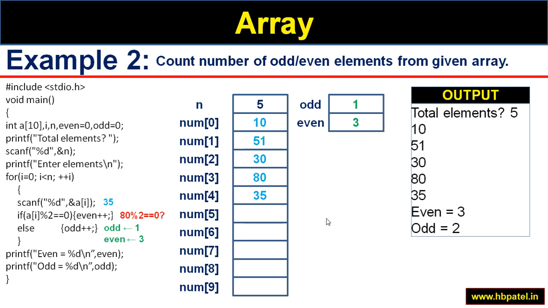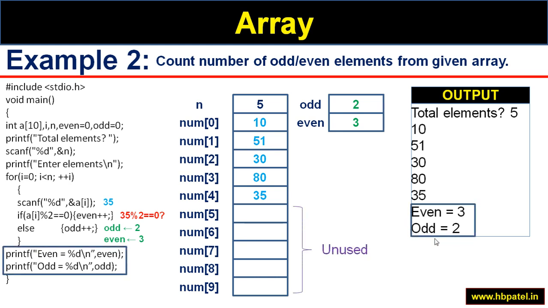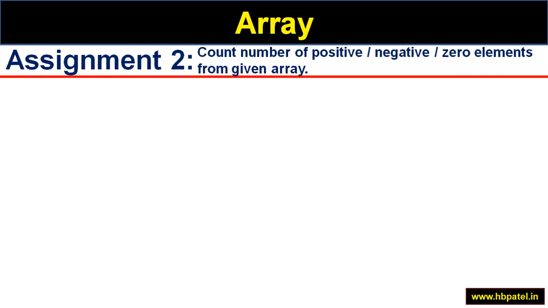And last is, let's say 35. So 35 modulo 2 equal to 0. Yes. No, sorry. In that case, odd counter will be incremented. So it was 1. Now it is 2. So now this has processed 5 times. So when I come out of this loop, the even counter holds 3 and odd counter holds 2. So even equal to 3 and odd equal to 2. And again, as in our last case, the remaining 5 variables will remain unused. Now let's go next.